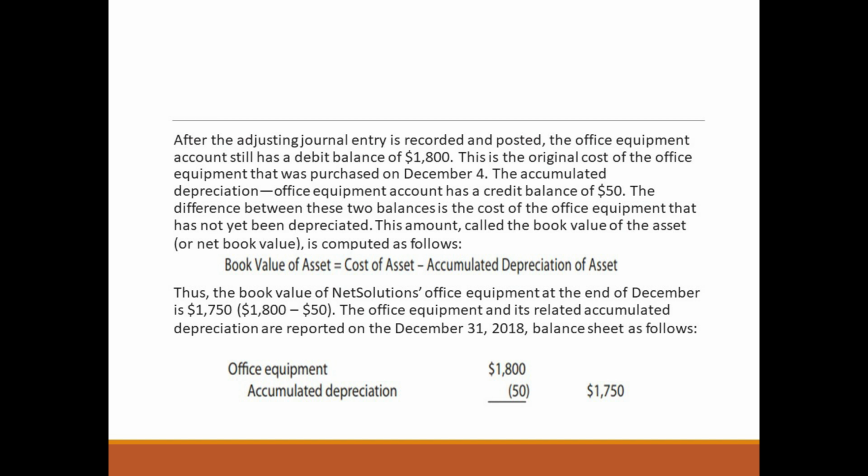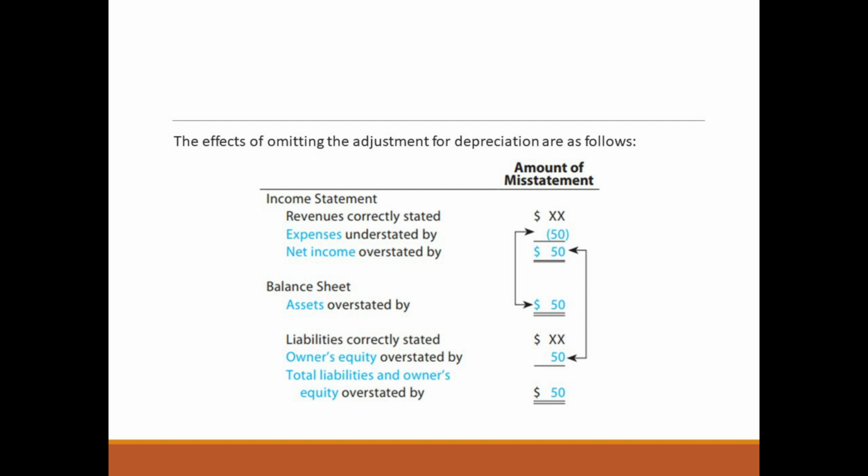The office equipment and its related accumulated depreciation are reported on the December 31st, 2018 balance sheet as office equipment $1,800, accumulated depreciation $50. If the adjustment for depreciation of $50 is not recorded, depreciation expense on the income statement will be understated by $50 and net income will be overstated by $50. On the balance sheet, assets, the book value of office equipment, and owner's equity, Chris Clark Capital, will be overstated by $50. Here are the effects of omitting the adjustment for depreciation.